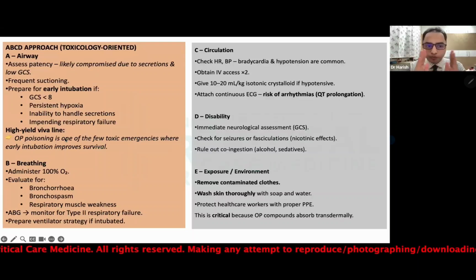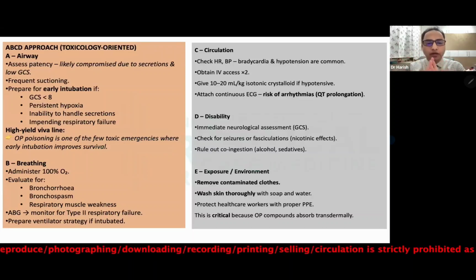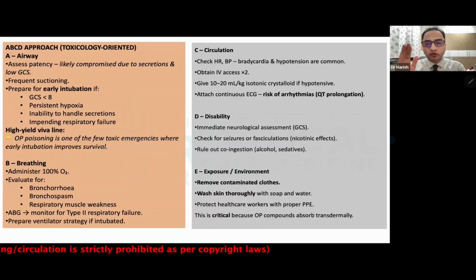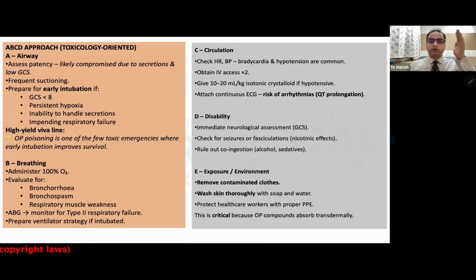Remember, OP poisoning is one of the few toxic emergencies where early intubation improves survival. If you take care of the respiratory system and support the weakened respiratory muscles and the secretions by taking care of the airway, it itself is going to serve the purpose of saving the patient's life. People used to die three or four decades back with OP poisoning because of the lack of availability of mechanical ventilators. That's why OP poisoning is one toxidrome where we can save the patient with adequate respiratory support and adequate antidote.